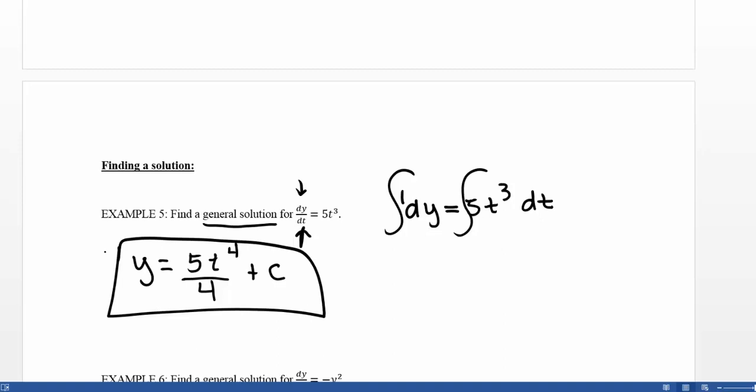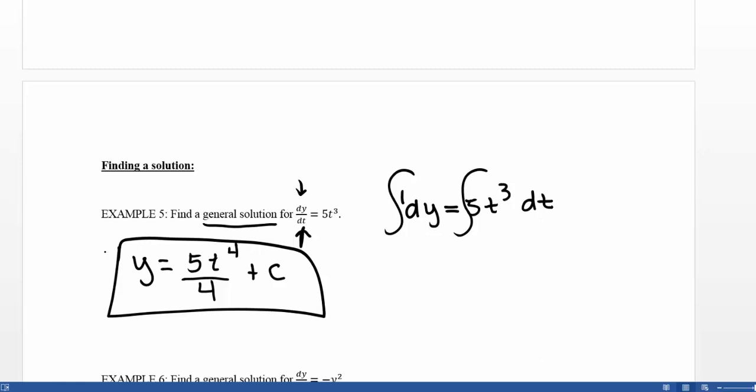Now we could check that solution like we were doing in previous problems by plugging in our derivative and making sure it equals 5t cubed, which it will. As a reminder, when you take the derivative of c, that'll be 0 because it's a constant. And this is a general solution because c can take on any value. C could be 5, C could be 10, C could be 100, and it would still satisfy this differential equation. We don't have any initial information to solve for a specific C.